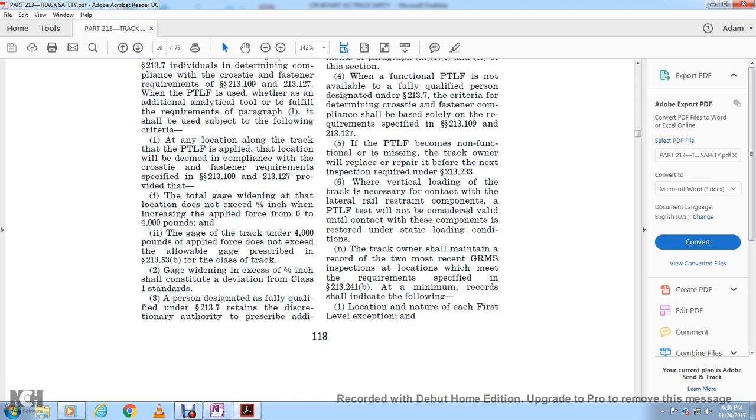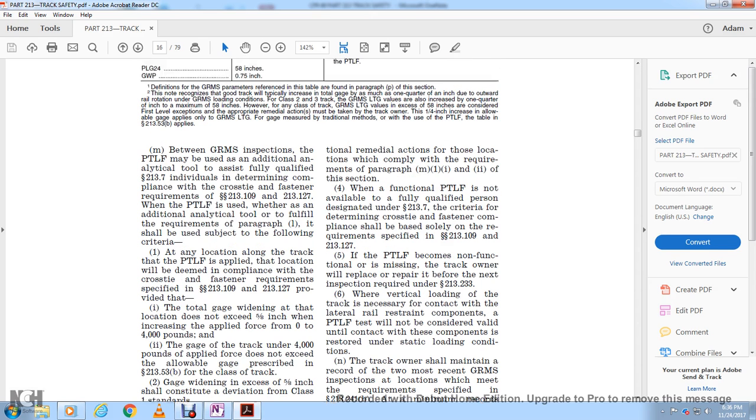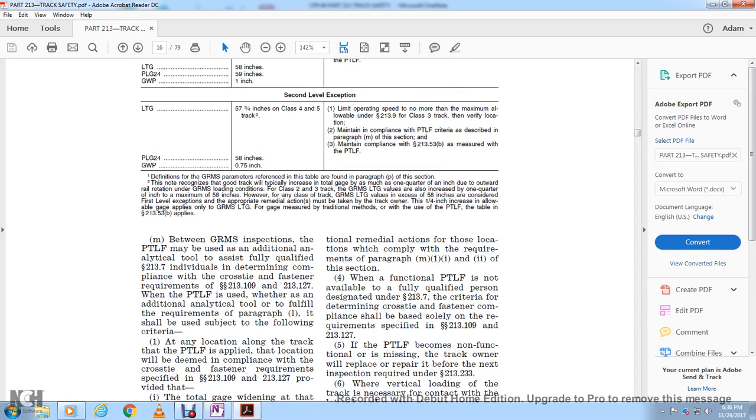The gauge for the track under the 4,000 pounds of applied force does not exceed the allowable gauge prescribed in 213.53(b) for the class of track. Gauge widening in excess of 5/8 of an inch shall count as a deviation from Class 1 standards. A person designated as fully qualified under 213.7 retains discretionary authority to prescribe additional remedial action for the location that will comply with the requirements of paragraphs M1 and 2 of this section.